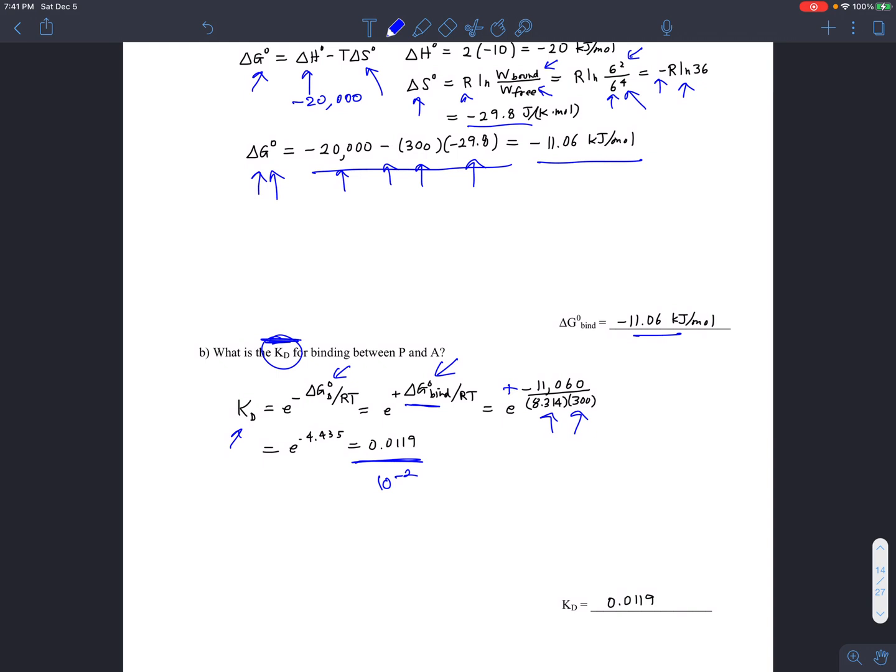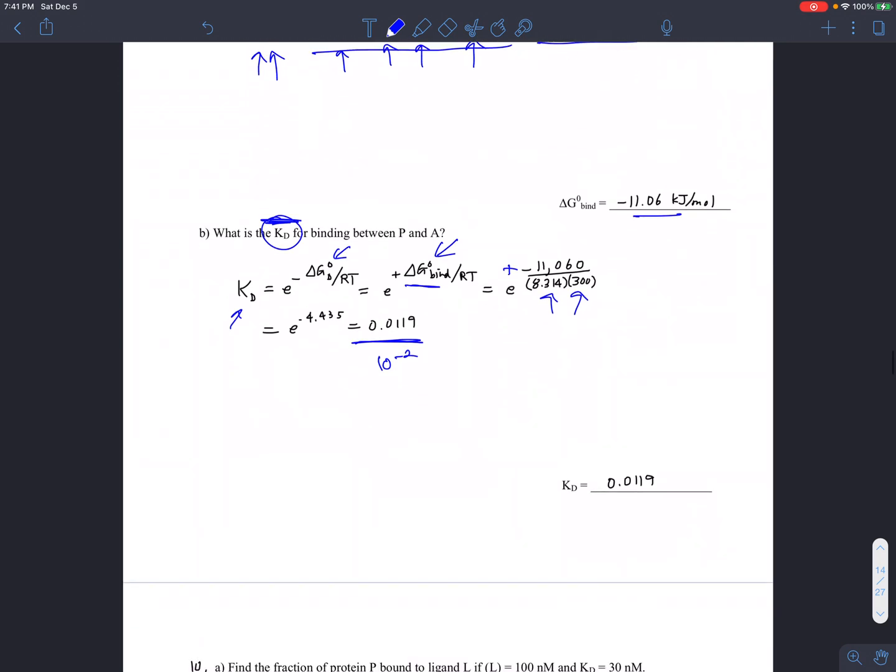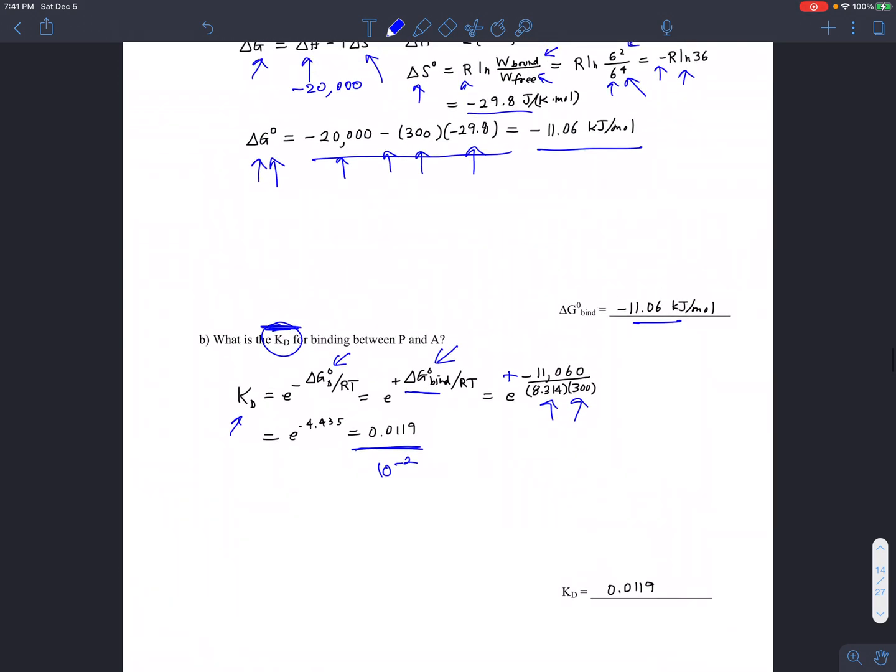So it's 10 millimolar sort of affinity, which isn't very high, of course. You can easily get nanomolar affinity in some of these binding cases.